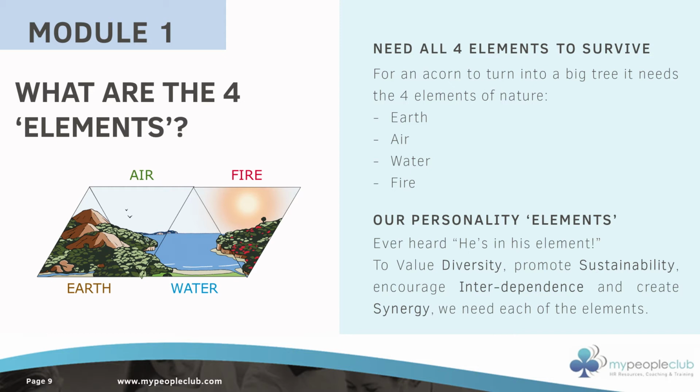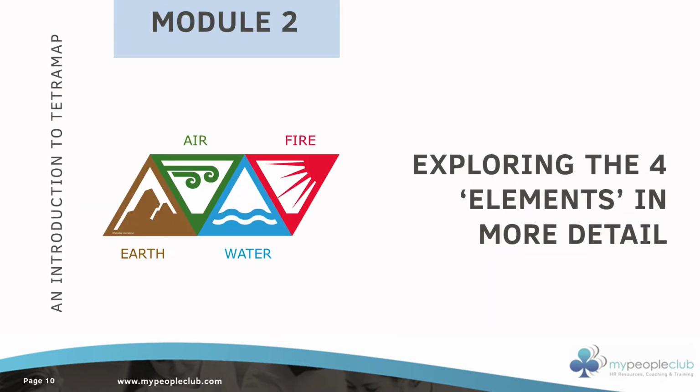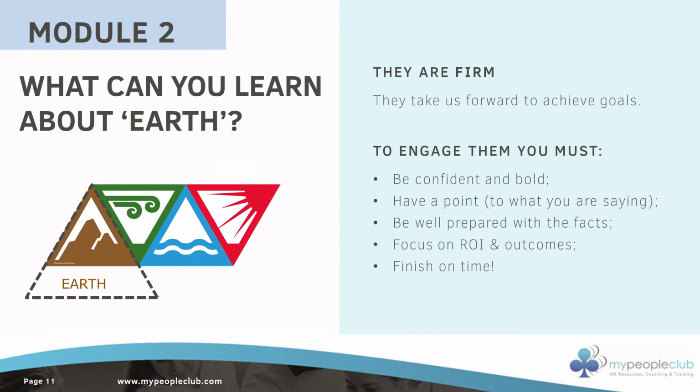So for equity and sustainability, to encourage that interdependence and synergy, we need each of the 4 elements. We need to know what they all mean. We need to recognize that we have all 4 in us. So let's explore them in a bit more detail. So the first one, earth. What can we learn about earth?